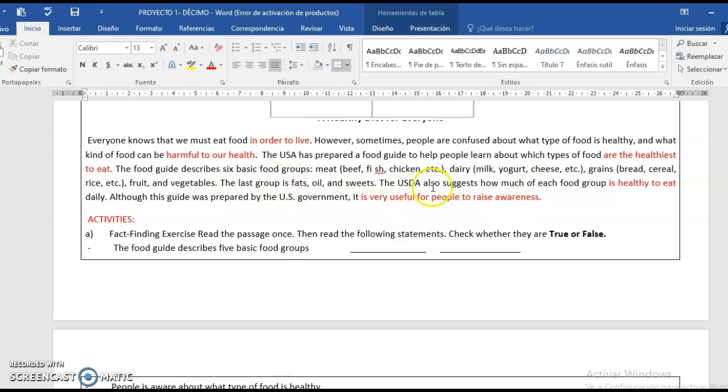The USA also suggests how much of each food group is healthy to eat daily. This guide was prepared by the USA government, and it is very useful for people to raise awareness.